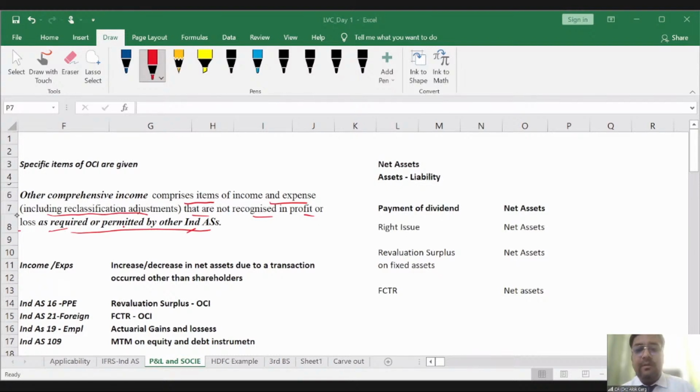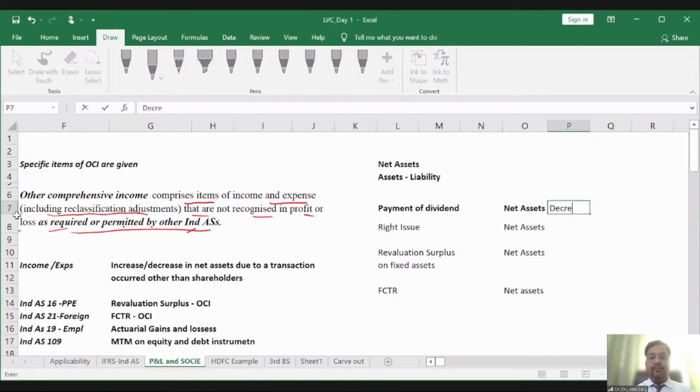Okay. So guys, by paying a dividend, whether net assets will increase or decrease: you will pay dividend from retained earnings. Your retained earnings will go down. Your net assets will go down. Your reserves will go down. Your net assets will decrease.